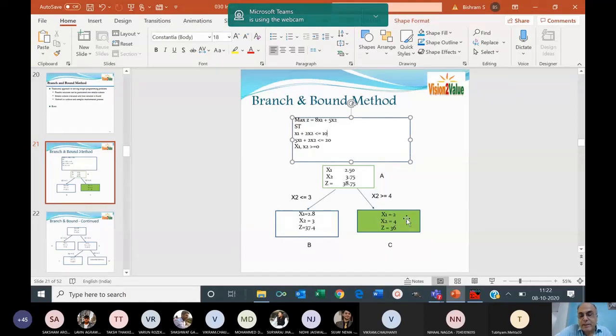Beyond that, I am not going to do anything in this branch, because in this branch I have already achieved the integer solution. Okay, got it? Now let us take this one.